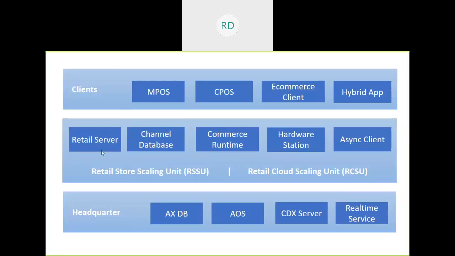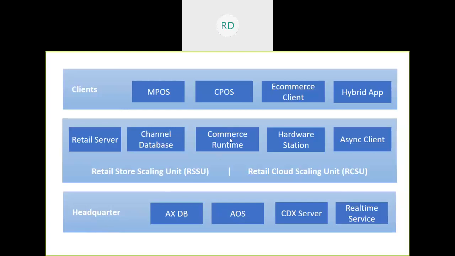The retail server doesn't have any business logic. It is just a set of APIs that will be exposed to the outside world, and the commerce runtime will have the business logic, which will be communicating with the database. In the commerce runtime, we can also call the real-time service to get the data from the headquarter.